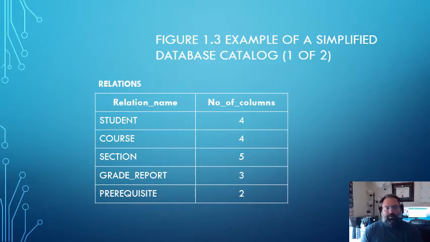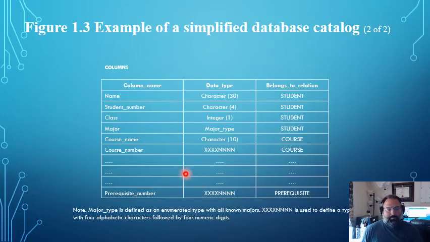Moving on to figure 13.1, an additional sort of list of those and something that might come out of a database catalog of the relationship name and the number of columns associated with that relationship. So there's a relationship around student, course, section, grade report, and prerequisite. Moving into what are columns, and columns are something that typically has some form of a data type. It has a name as well, and it belongs to something, be it a table or something. So it's an attribute that's associated with a given, typically table. Could also be associated with a relationship.